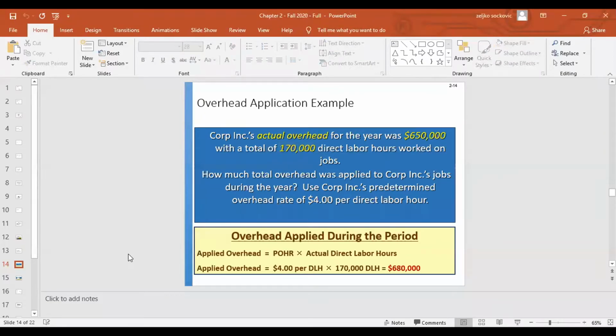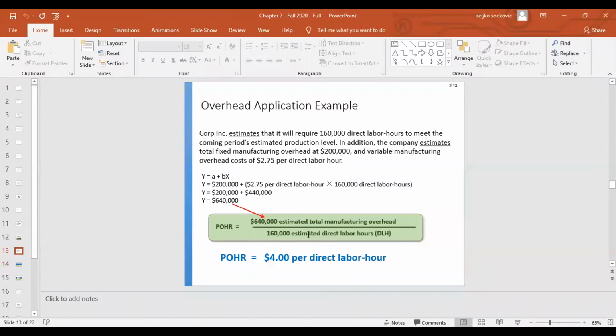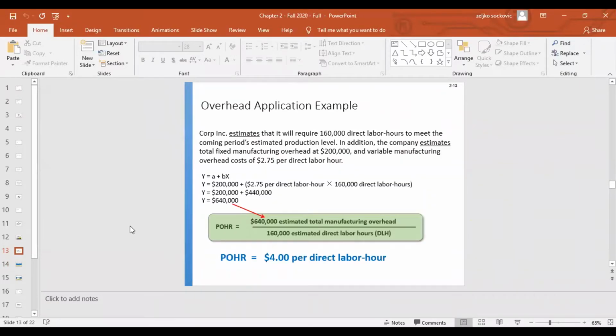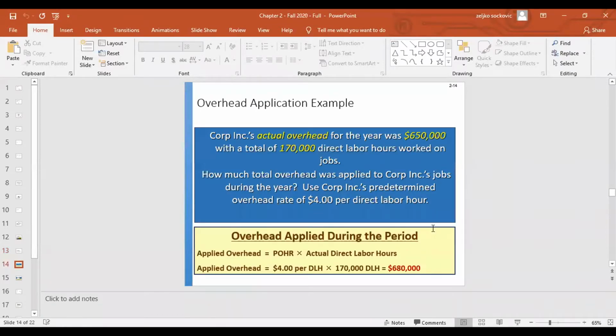So we did not estimate properly our allocation base. Our allocation base is kind of low for the activity that we had this year, 160,000, but we probably produced many more units, which is a good thing. So we actually had more labor hours, 170,000. But because our allocation base 160 was a little bit lower than it should have been, our rate is a little bit higher, right? So now when we multiply this 4 by 170, we actually get 680. And it's a good thing that we did not spend a lot more on overhead also.